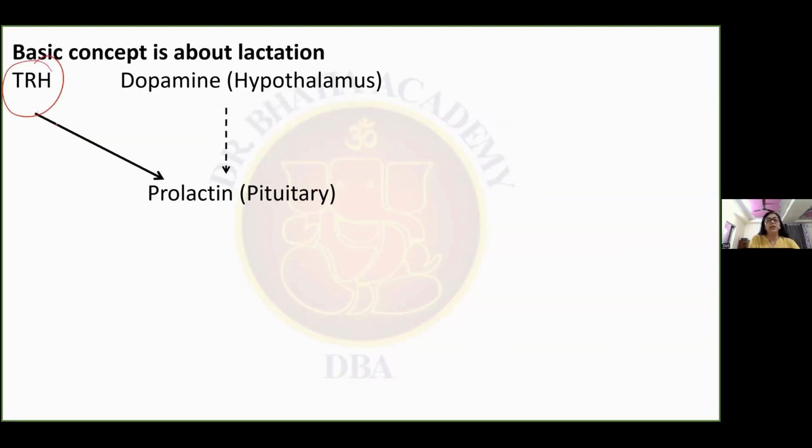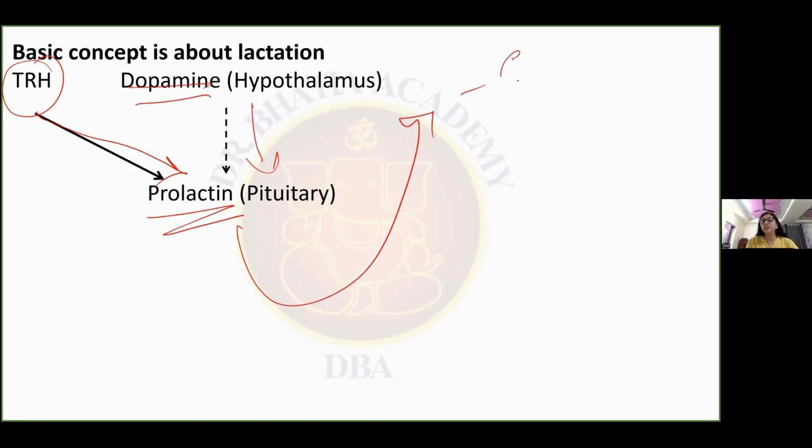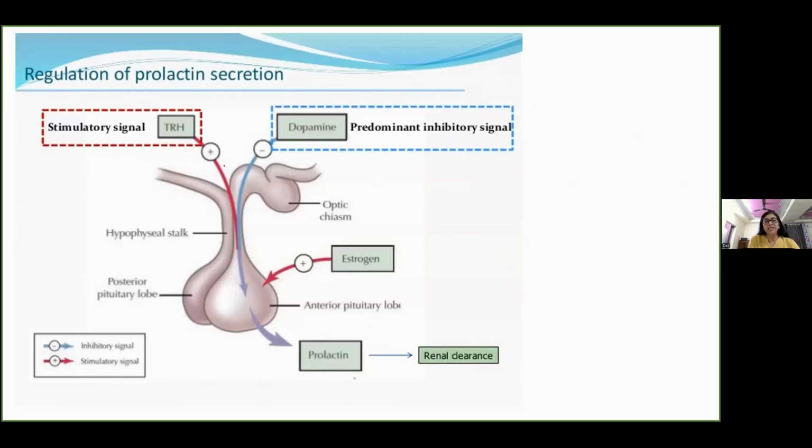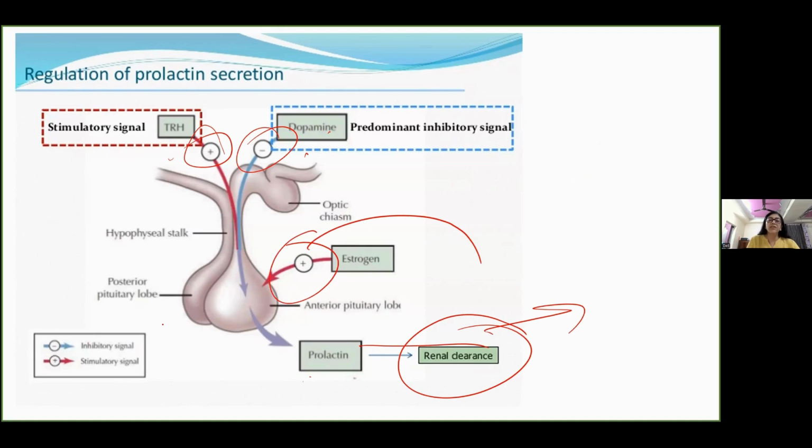TRH also has a stimulatory effect on prolactin. We just read: dopamine has an inhibitory effect, and prolactin has an inhibitory effect on GnRH. So once again, TRH has a stimulatory effect on prolactin, and dopamine has a negative effect on prolactin. Prolactin has a renal clearance; it is cleared by the liver and kidney. Estrogen also has a stimulatory effect on prolactin, and that is why prolactin levels are raised in pregnancy and lactation.